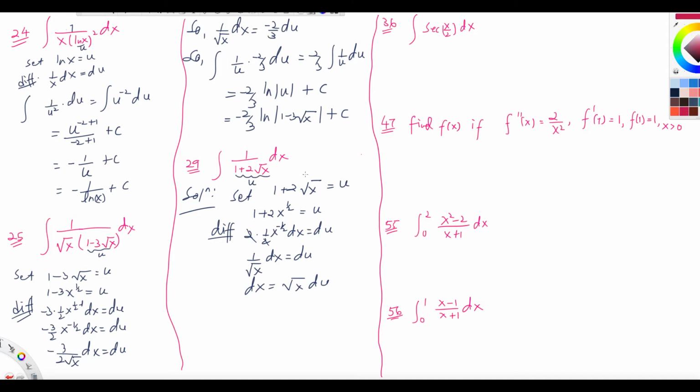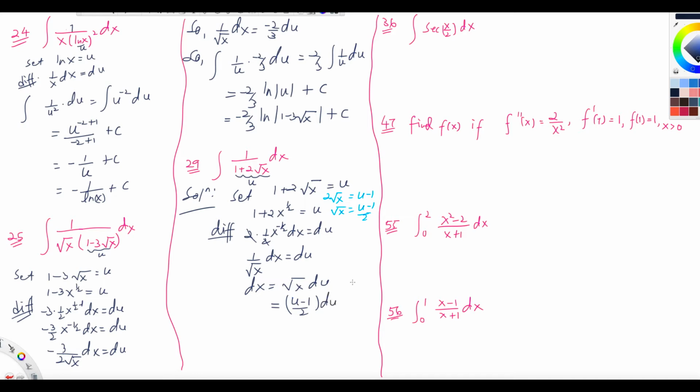Let me solve from here. Let me use a different color. So what is 2 root x? If you subtract 1 from both sides, you get 2 root x equals u minus 1. So root x is u minus 1 over 2. Sometimes you have to write it this way. It's a little bit tricky, you see that? So dx will be u minus 1 over 2 du.